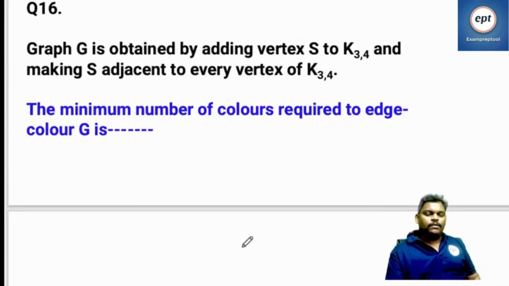Problem number 16. Graph G is obtained by adding vertex S to K34, making S adjacent to every vertex of K34. The minimum number of colors required to edge color G is?